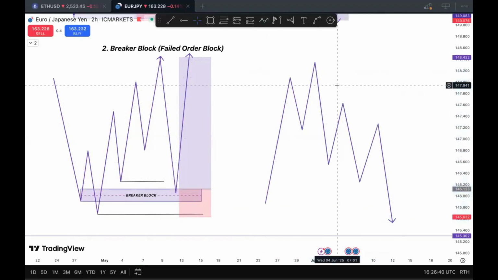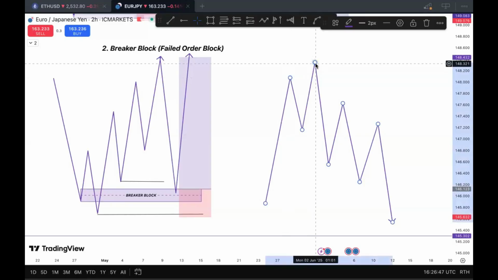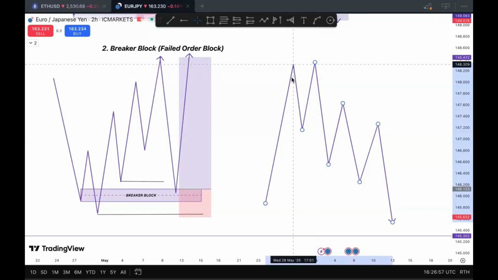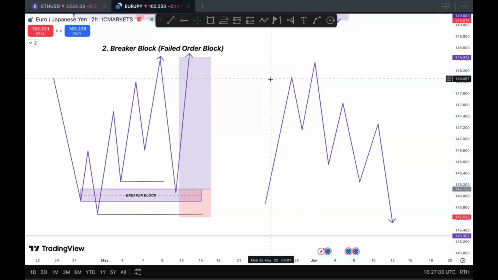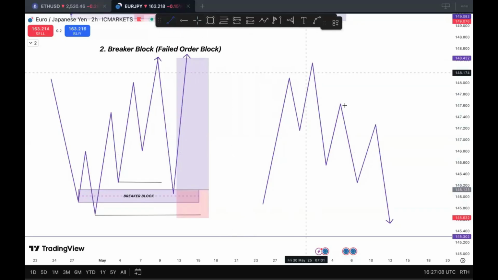So what did I say? Your breaker block must be so close to the sweep. This is the main low. The sweep is the main low. Remember, it must be close to the main low, but not equal, but close. All criteria met, you have your structural liquidity.